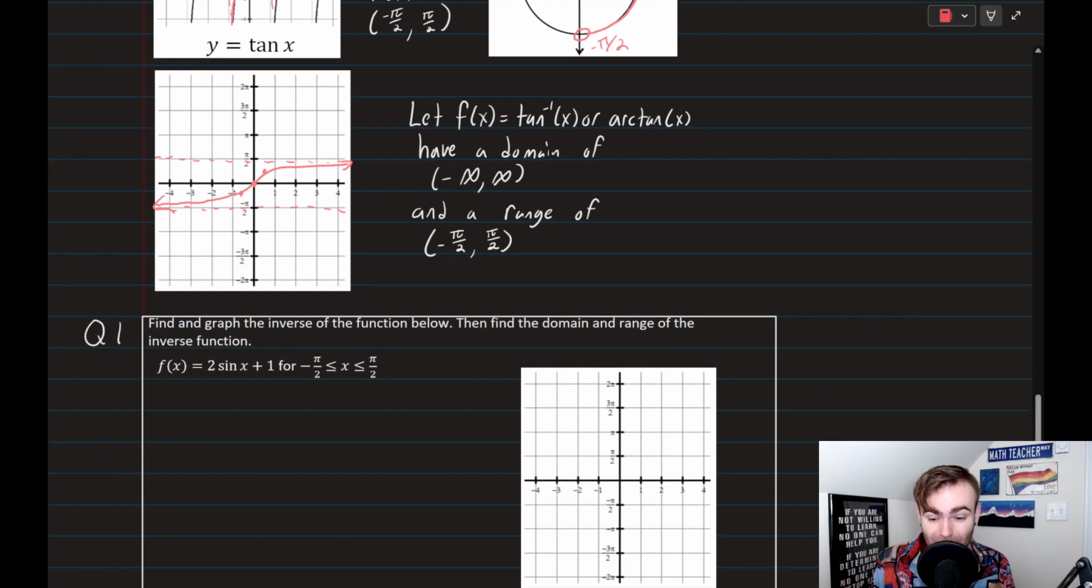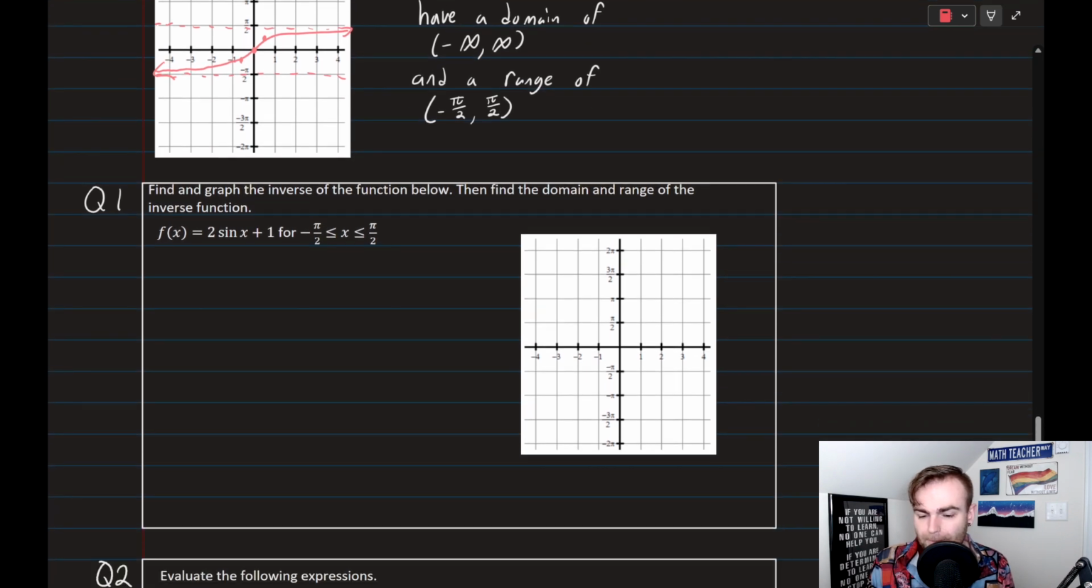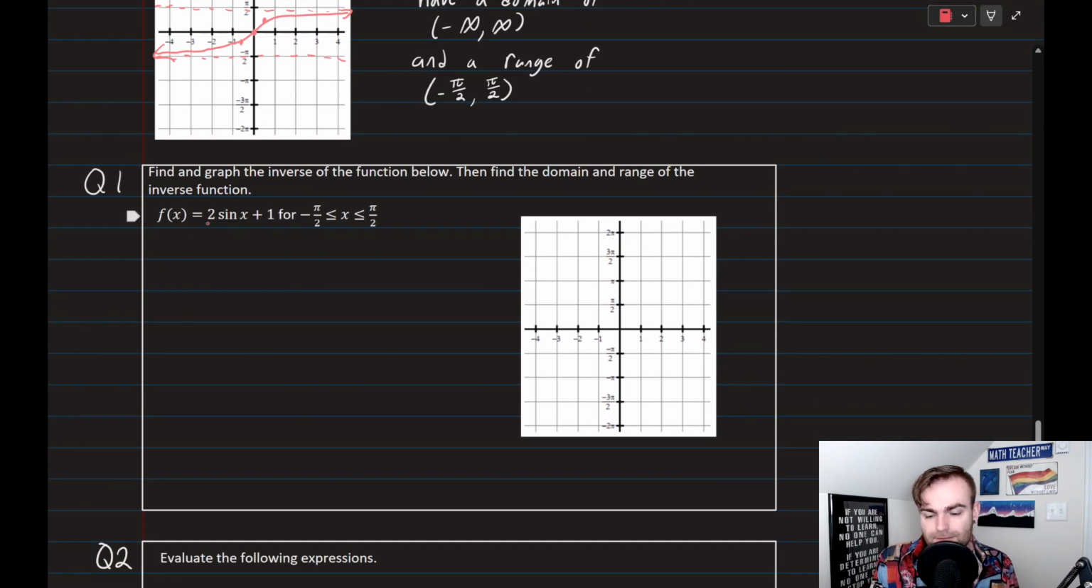We've been talking for a while. Let's actually do something, right? So here's a function, a sine function, and we have a restricted domain. Let's find the inverse of this, and then the domain and range of the inverse. So first and foremost, I am going to replace the f of x with an x, and the x with a y. And then we're going to solve it.